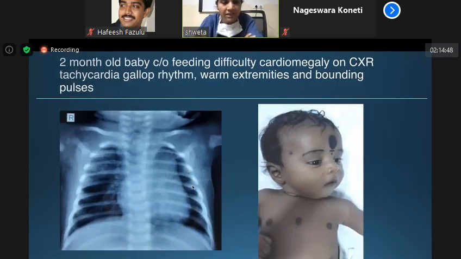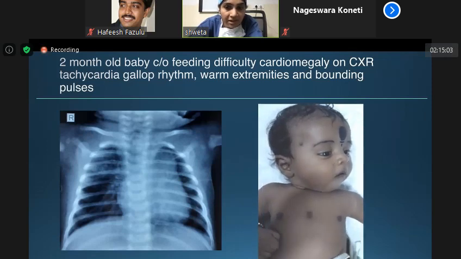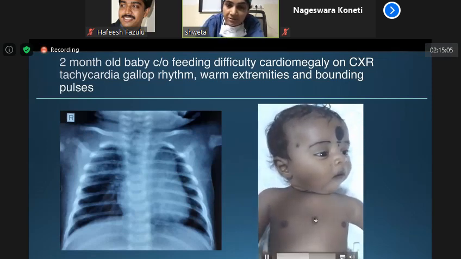So now let's see the next case. This is a 2-month-old baby, complaint of feeding difficulty, cardiomegaly, and on X-ray there is a tachycardia, gallop rhythm. But what was striking here, that there are warm extremities and pounding pulses. And this is what is the cry of the baby.